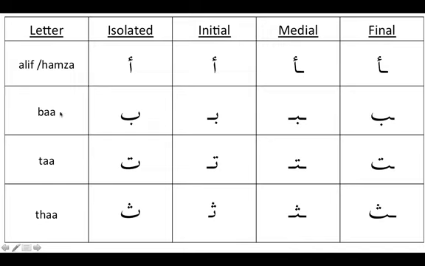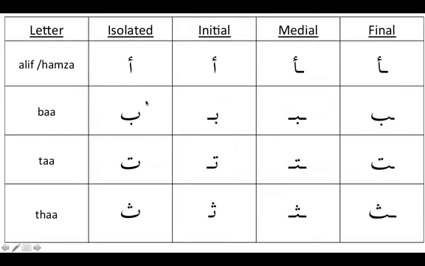But this is the letter ba, and this is one of those letters in which all 4 forms look different from each other. So its isolated, initial, medial, and final forms look different from one another. And those are the 2 major types of letters when it comes to forms. The letters are going to be either similar, where isolated and initial are similar and medial and final are similar, or they are going to be different.